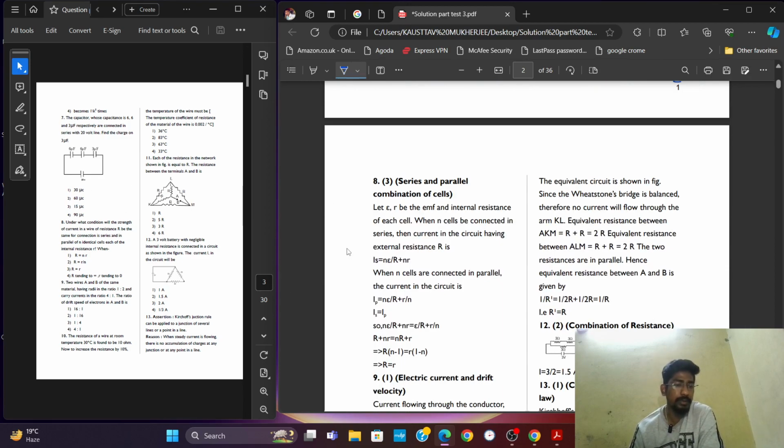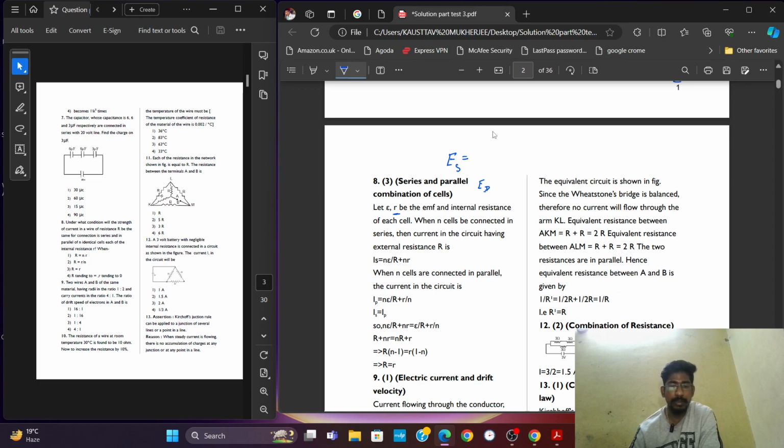Under what condition will the strength of the current in a wire of resistance R be the same for connection in series and in parallel of identical cells, each of internal resistance r? Internal resistance in both cases is given. First you have to calculate, taking EMF into account, the formula for current in series and in parallel.